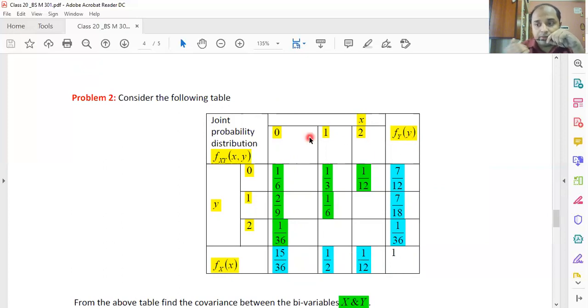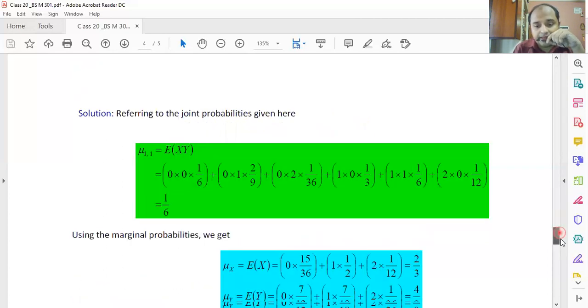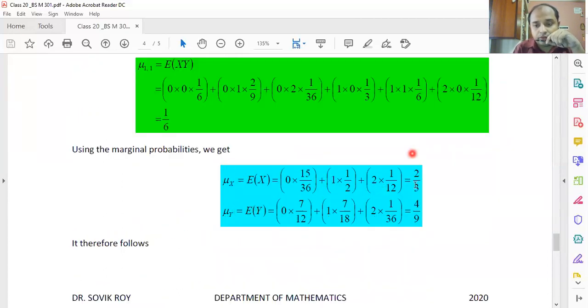And to calculate mu y, we are multiplying the value of y by its marginal probability. So we are taking 0 multiplied by 7 by 12, 1 multiplied by 7 by 18, and 2 multiplied by 1 by 36. So by this, we get the values of mu x to be 2 by 3 and mu y to be 4 by 9. Now you are in the position to apply the formula.